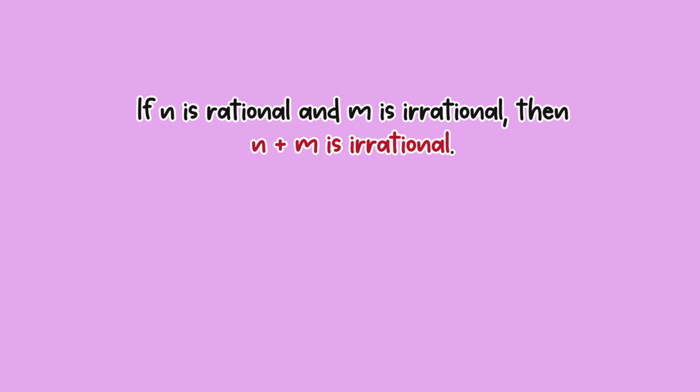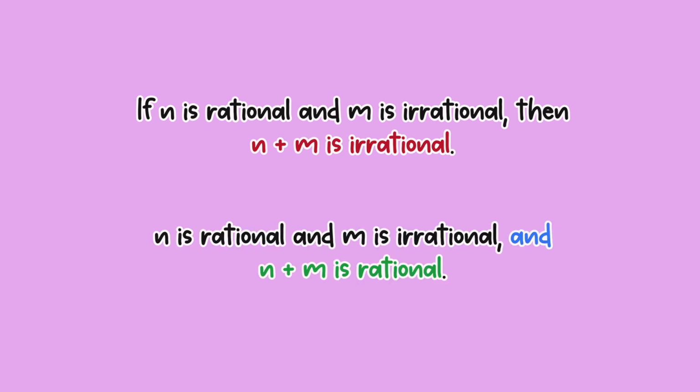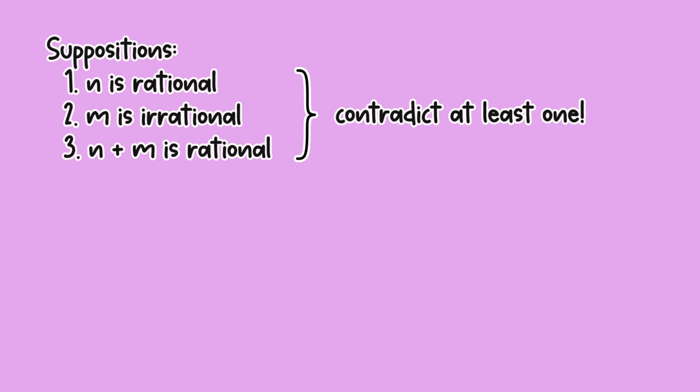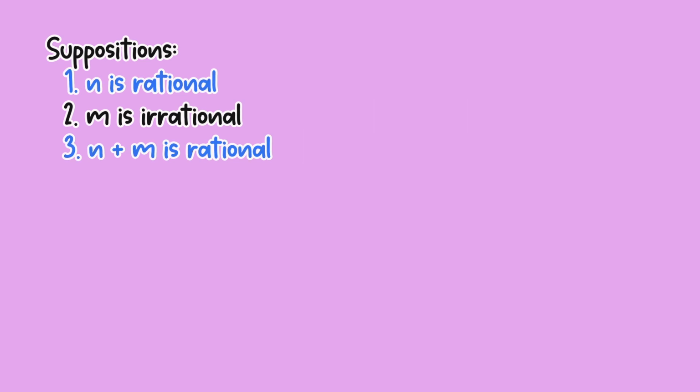Going back to our original statement, we'll put the hypothesis and the negation of the conclusion in a conjunction. This gives us three suppositions, and our goal is to contradict at least one of them. Since n and n plus m are rational, we can write them as a fraction of two integers.